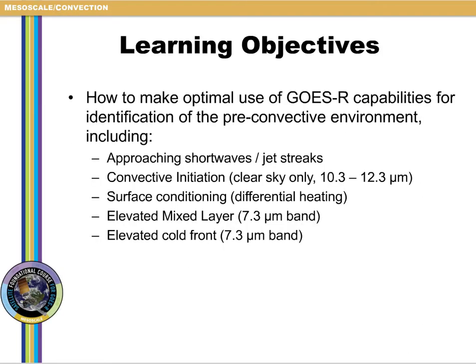Our learning objectives include how to make optimal use of GOES-R capabilities for identification of the pre-convective environment, including approaching short waves and jet streaks, convective initiation under clear sky conditions using the split window difference, surface conditioning, by that I mean differential heating, and also new uses of the 7.3 micron band, including identification of elevated mixed layer and also the elevated cold front.